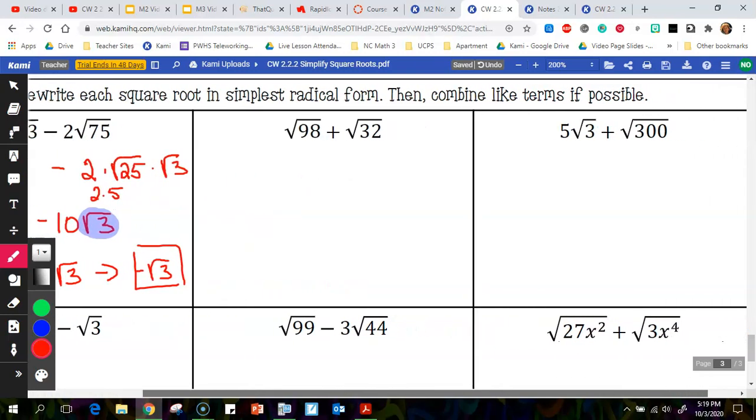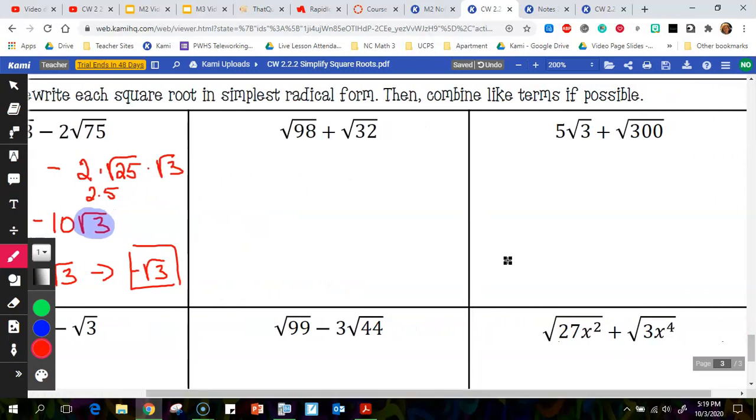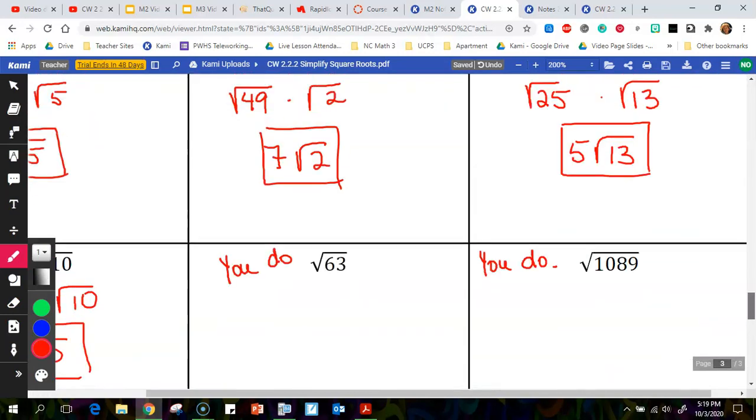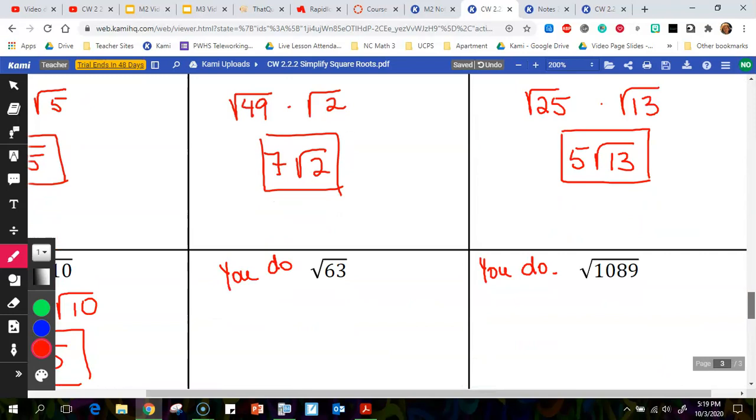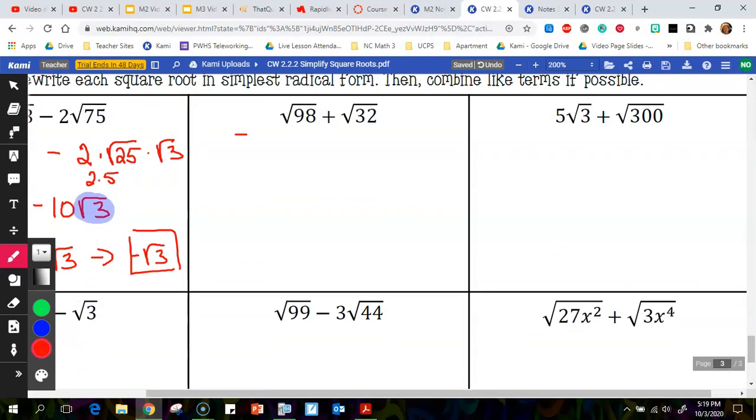Okay, let's look at the next one. 98. Well, again, we just did that one up at the top. What did we find that one was? We said 98 is 7 root 2. So we can just rewrite it.